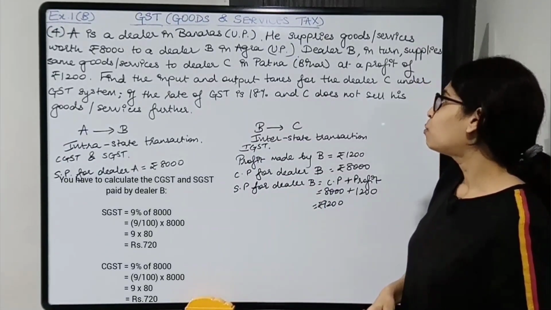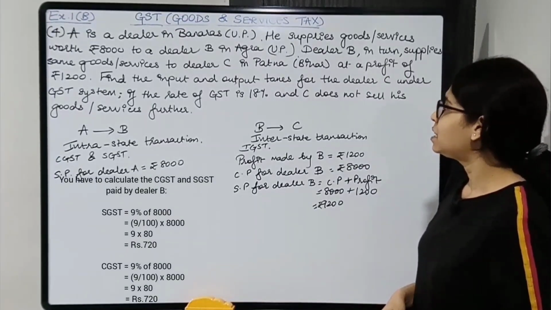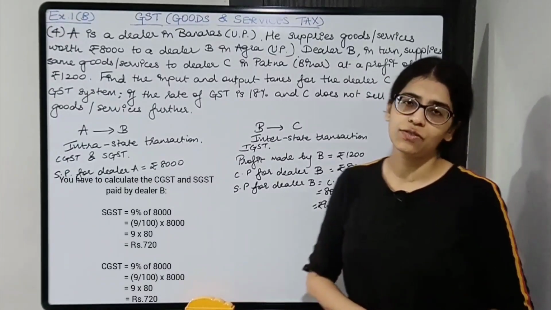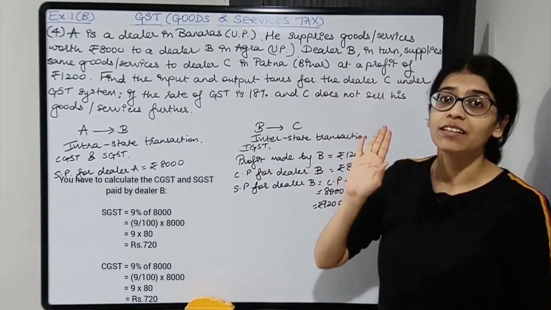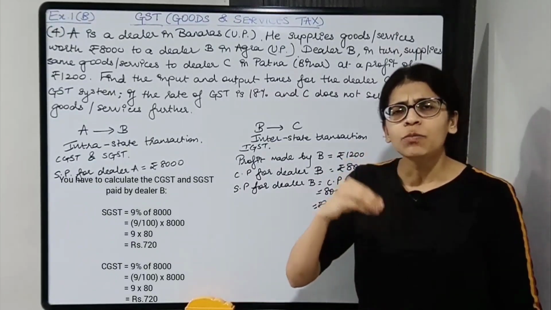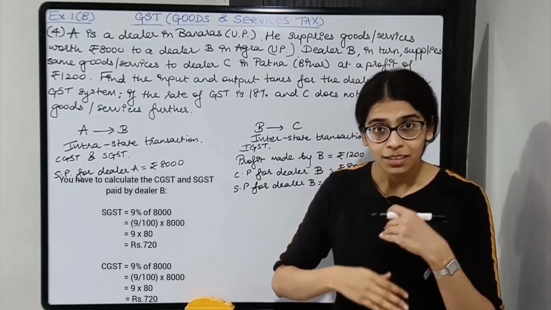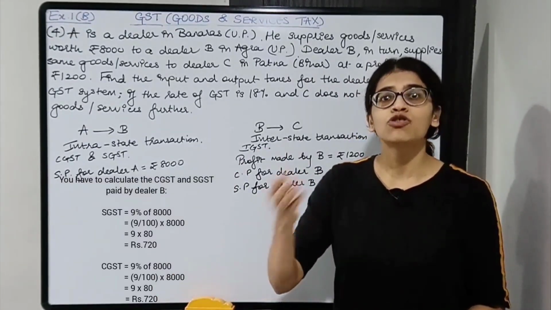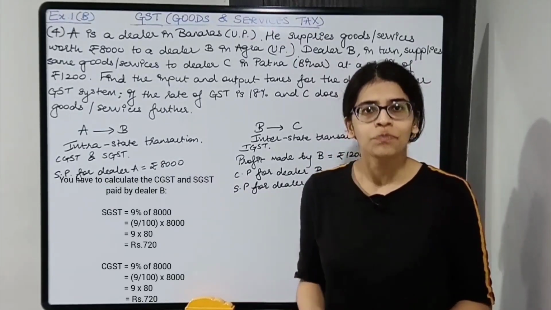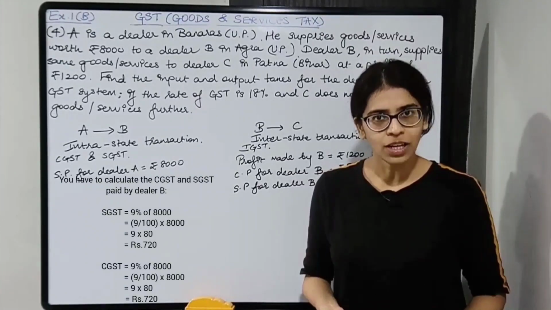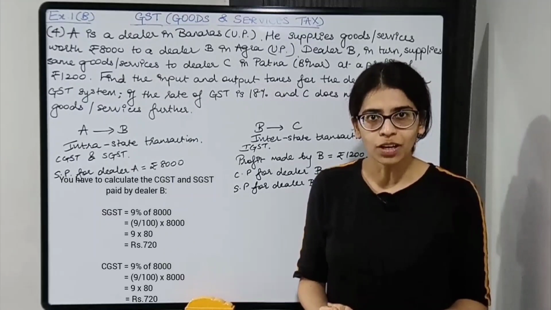Find the input and output taxes for the dealer C under GST system if the rate of GST is 18% and C does not sell his goods and services further. We have to calculate the input and output taxes for dealer C. What do you mean by input tax and output tax, students? Input tax is the tax that you have paid. जो टैक्स पे करते हैं वो इनपुट टैक्स, और जो टैक्स हम रिसीव करते हैं वो आउटपुट टैक्स. Input means something that you have paid, output means you are getting it from somewhere.